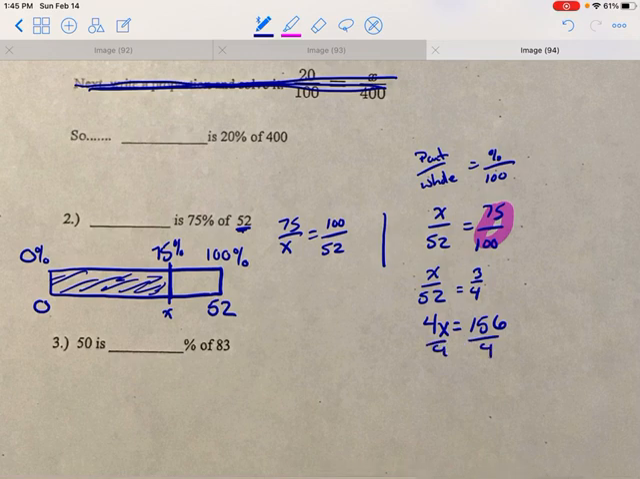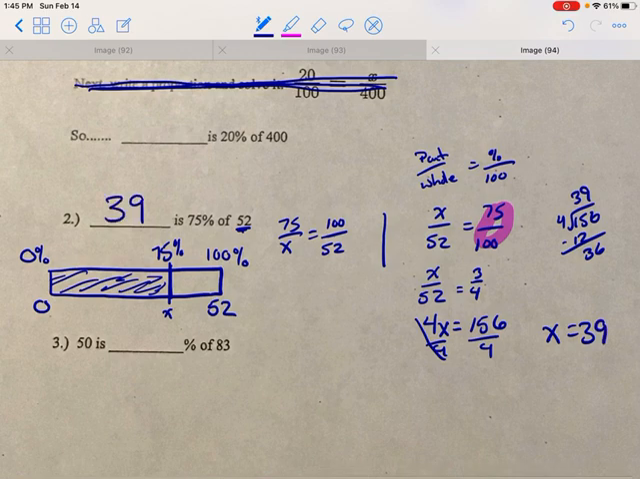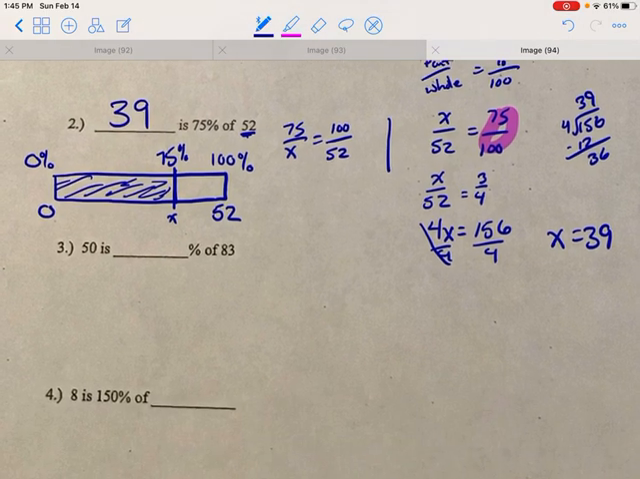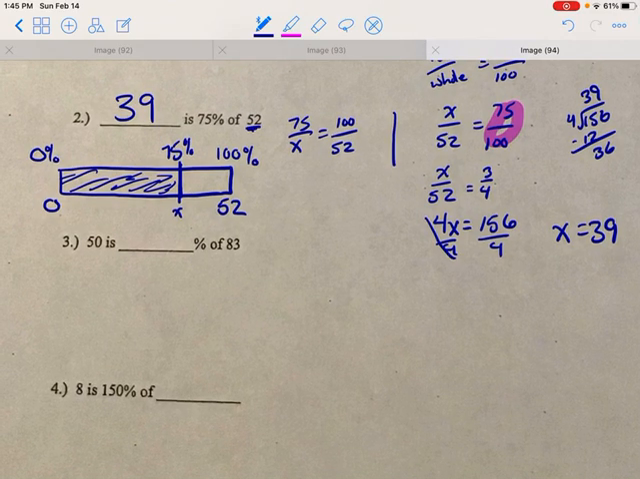Okay, and then we're going to divide by 4. Let's see, 4 into 156, that would go 3 times, 9 times. So I get x equals 39. All right, so that one made the arithmetic a little easier without a calculator. All right, so let's try number 3.